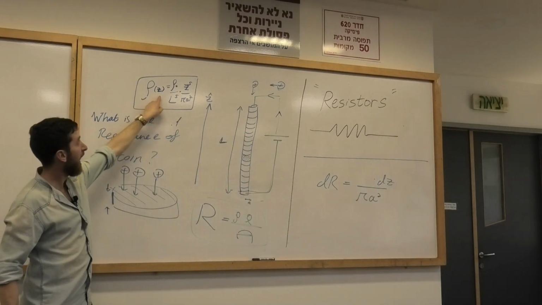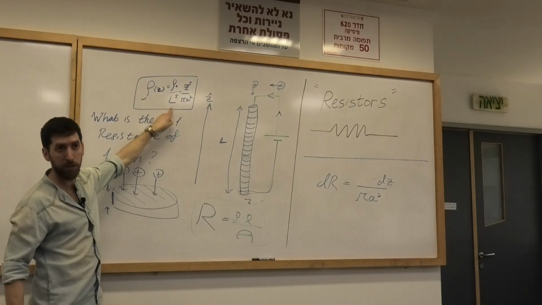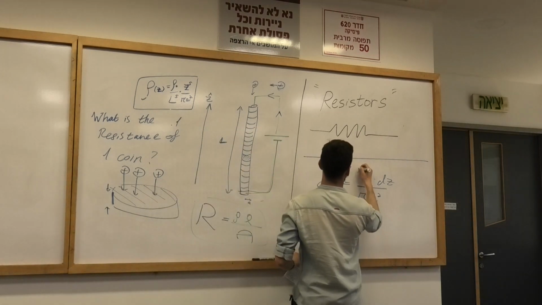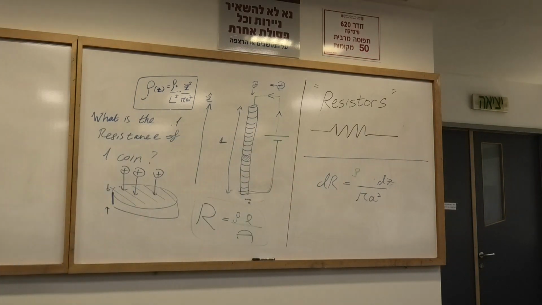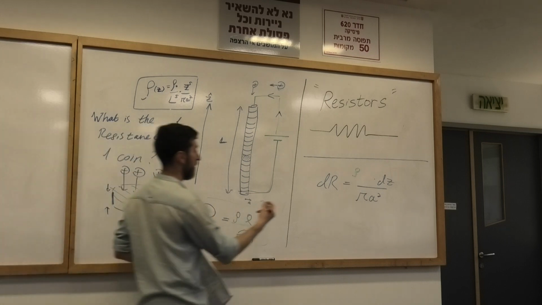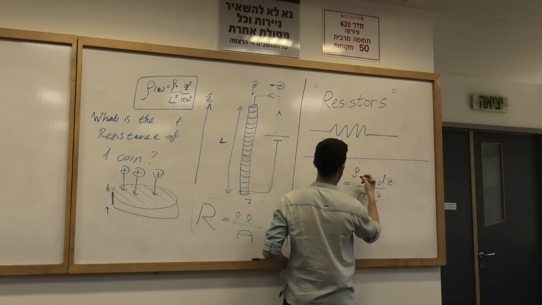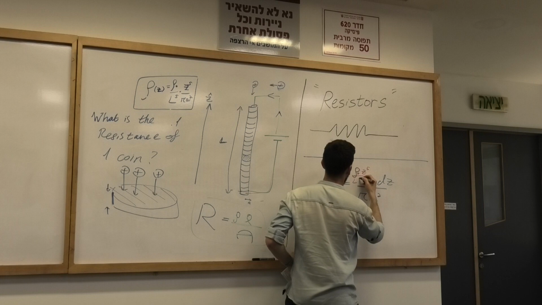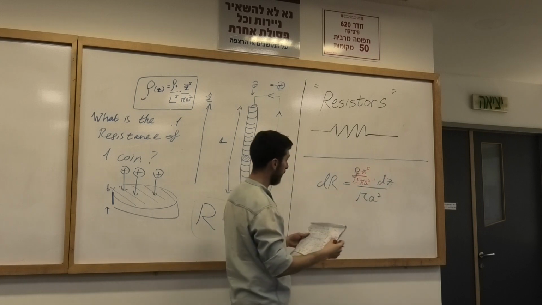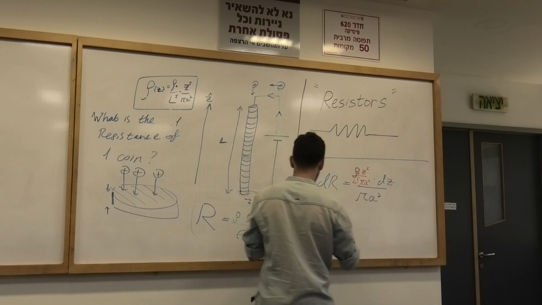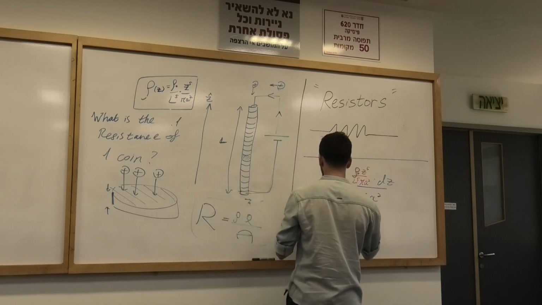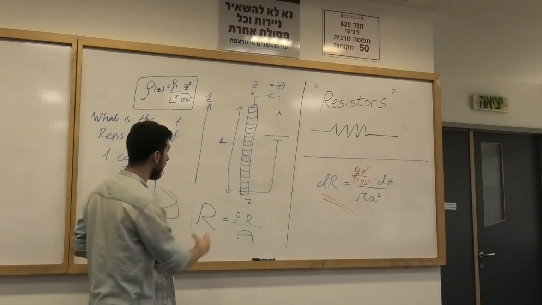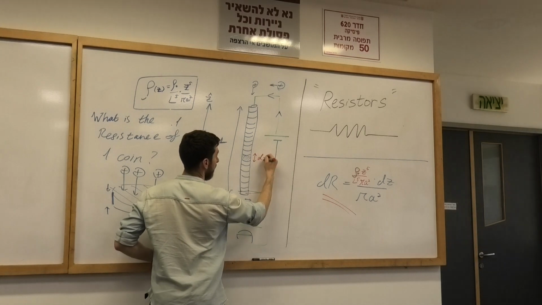For each Z, I know what is the resistance of the coins, so I can just plug it in. This is given. It's rho, which is a constant. Let's do this with the red one. So this is rho, given, constant, Z to the 5, L to the 5, over pi A squared. Good. We're just going to rearrange this, and we're going to have our solution. That's the solution for the resistance of only one small coin dz.